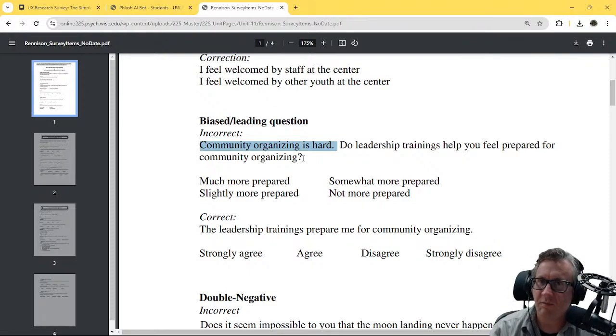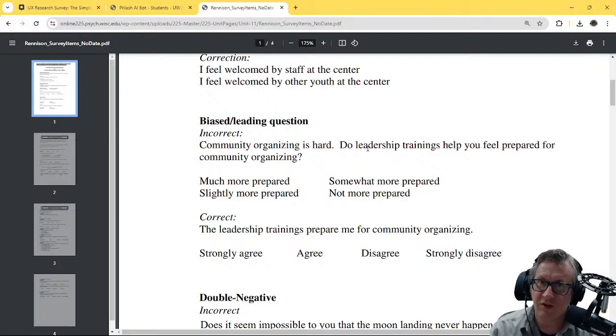If you're taking one of my classes, chances are you're going to find that in many, many ways, any class that I'm teaching had not adequately prepared you for situation X or situation Y or situation Z. There's plenty of them, right? The purpose of any given course is not to help solve every situation, but rather give a foundation for solving it on your own. So, do leadership trainings help you feel prepared for community organizing?